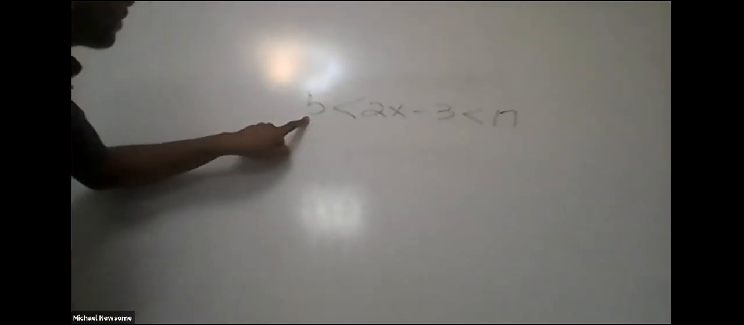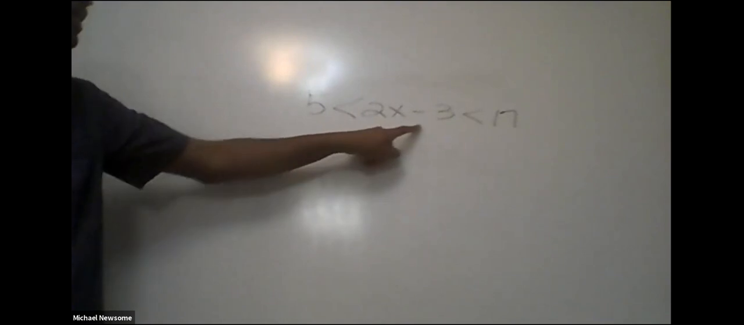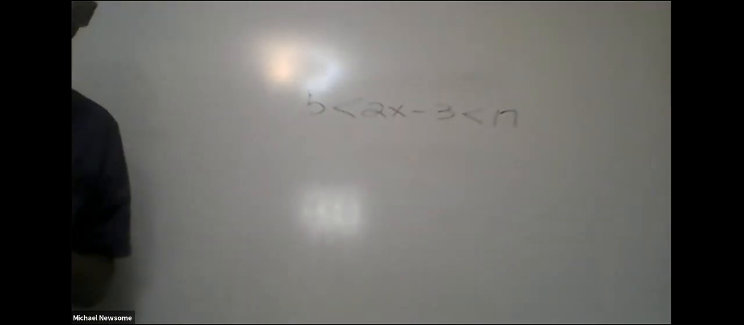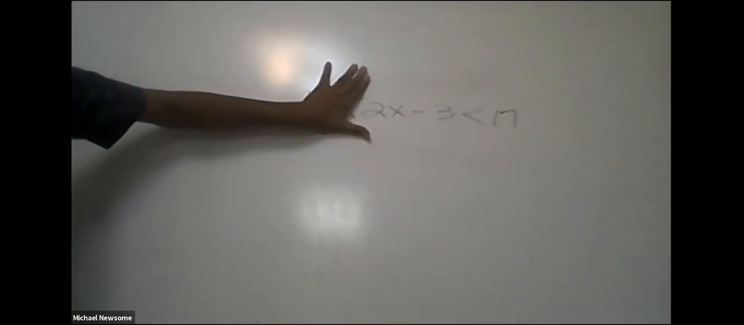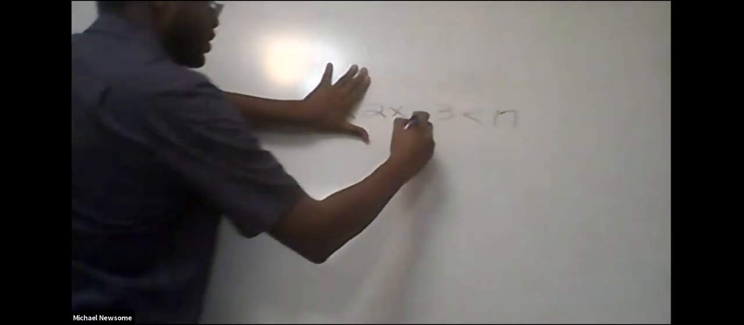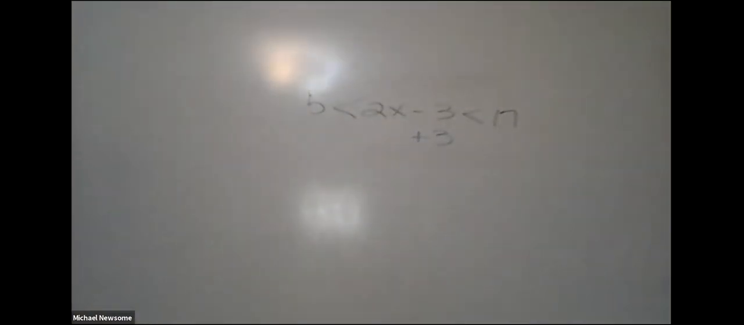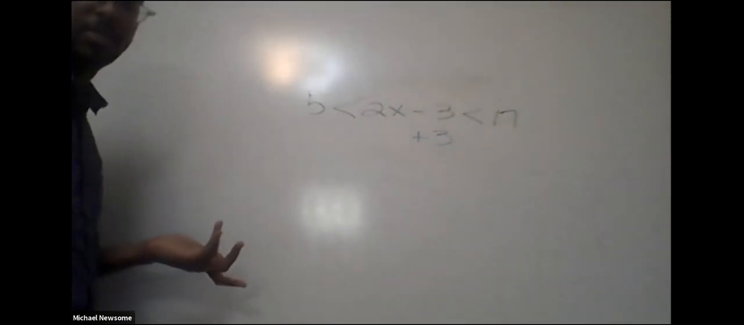All right, I've got -5 less than 2x minus 3 less than 17. So I want to get x by itself. If I had this problem right here, what's the first thing I would do? The first thing I would do is add 3. Right? The opposite of subtracting 3 is adding 3. So I'm going to add 3 to both sides.